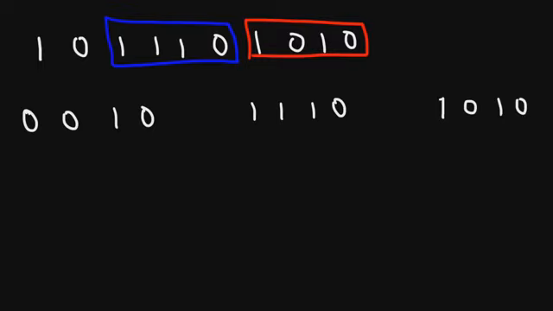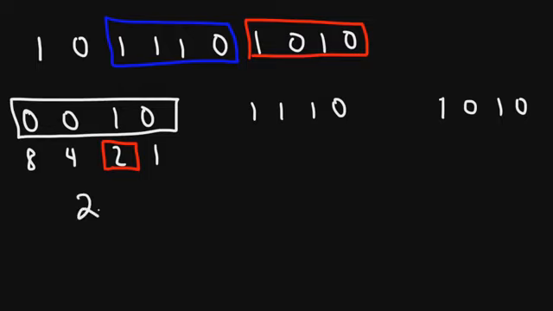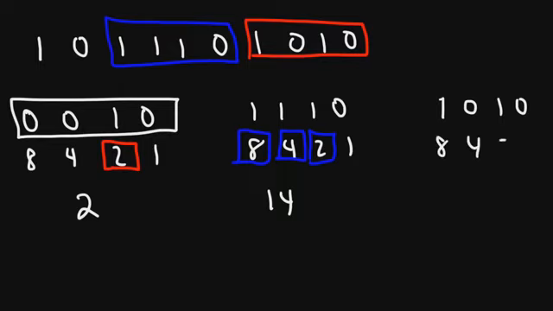So let's start with the first group. We have the numbers 8, 4, 2, and 1. So we only have a value of 2 here. For the zeros, just ignore them. So this number, 0010, corresponds to a value of 2. For the second group of 4, we need to add 8 plus 4 plus 2. 8 plus 2 is 10, 10 plus 4 is 14. And for the last one, the significant values are 8 and 2, which will give us 10.